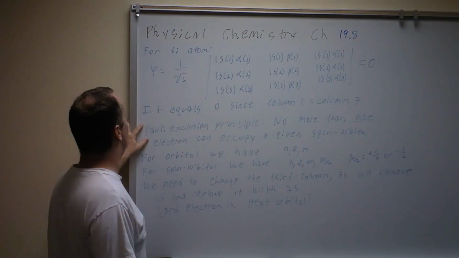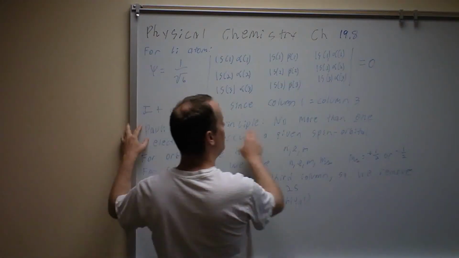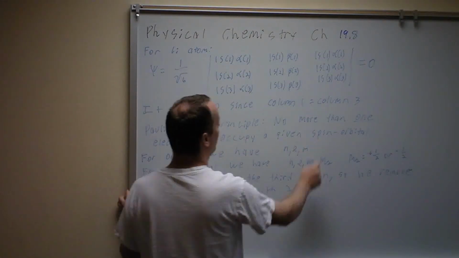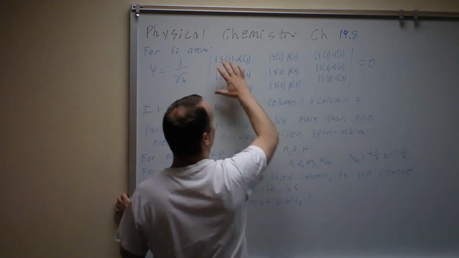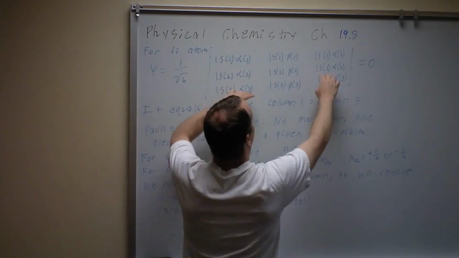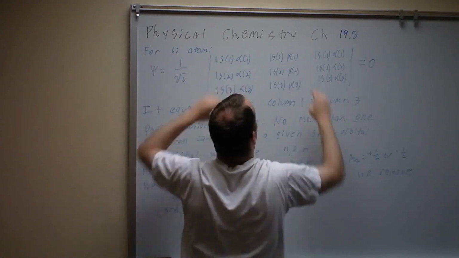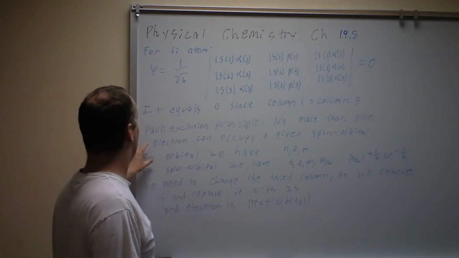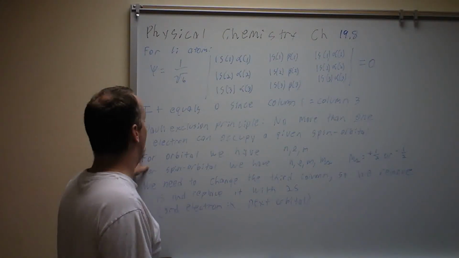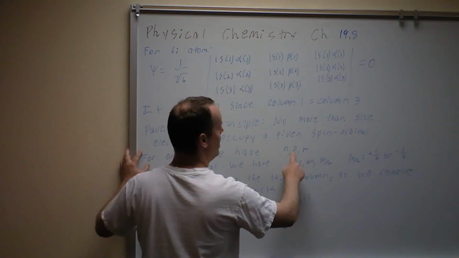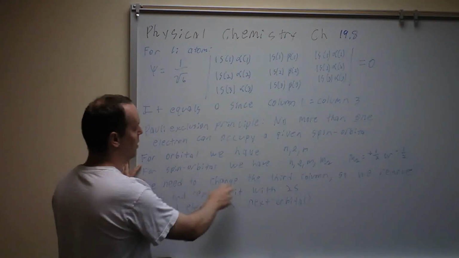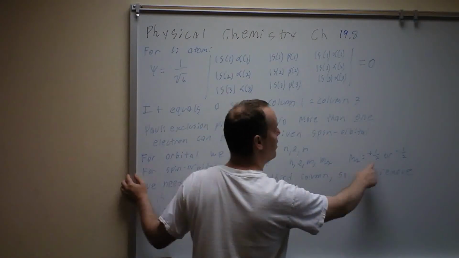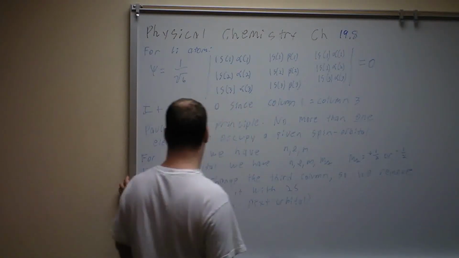So remember, now we have the Pauli exclusion principle. It says that no more than 1 electron can occupy a given spin orbital. It's a consequence of this. This matrix is showing these 2 are both the same spin orbitals, so we can't do that because it'll be equal to 0. Remember, for an orbital, just the wave function, we had 3 quantum numbers, n, l, and m. For a spin orbital, we had 4 quantum numbers, the same n, l, and m, and then m sub s, where m sub s is either positive 1/2 or minus 1/2.